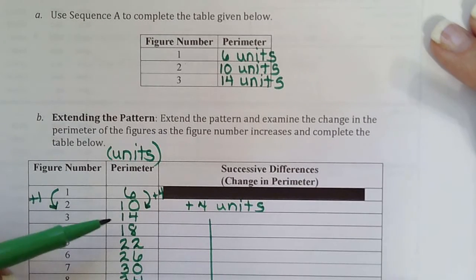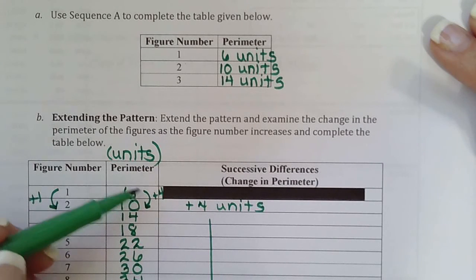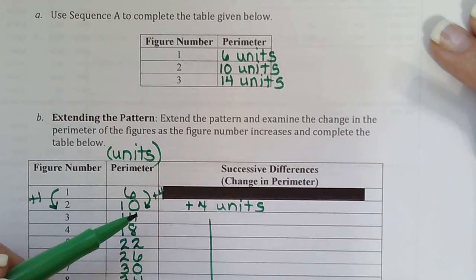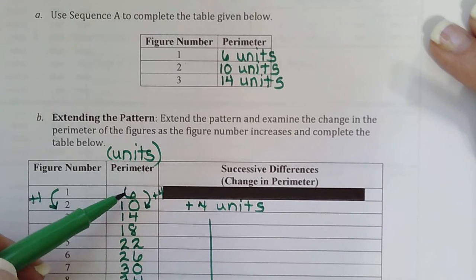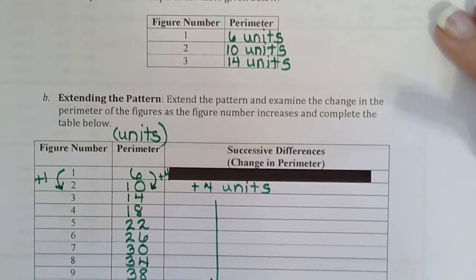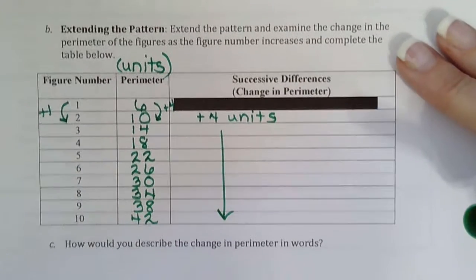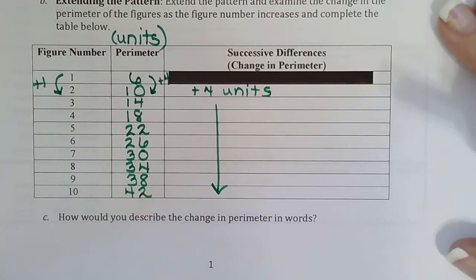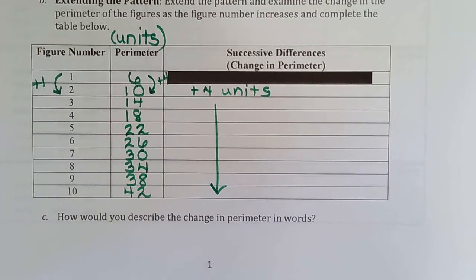So how we do the difference is we take the second minus the first. So 10 minus 6, it's just like the slope formula. Second y minus the first y, 4 over second x minus the first x, 1. So the successive difference, change in perimeter, is plus 4 units. So now let's put that into words. I'll give you guys a chance to copy that.